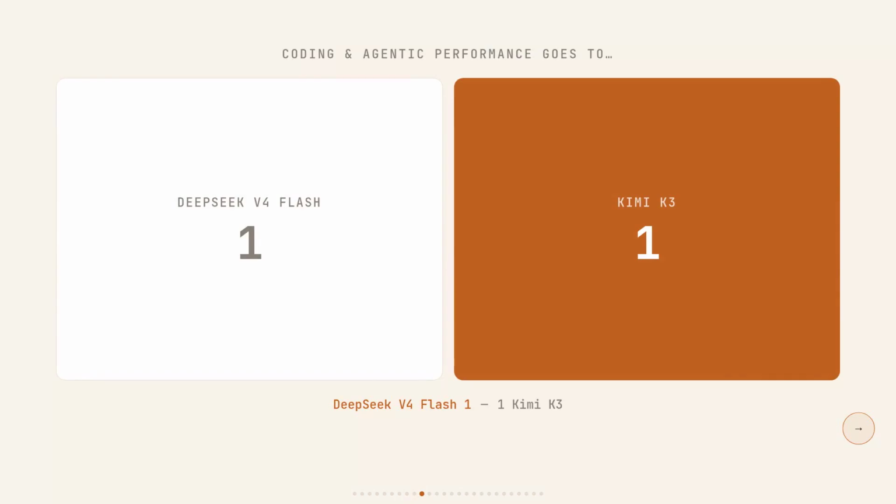It tops Terminal Bench 2.1 and BrowseComp, and I didn't expect the margin over Flash to be that consistent across multiple hard benchmarks. That ties the scoreboard. DeepSeek V4 Flash 1, Kimi K3 1.